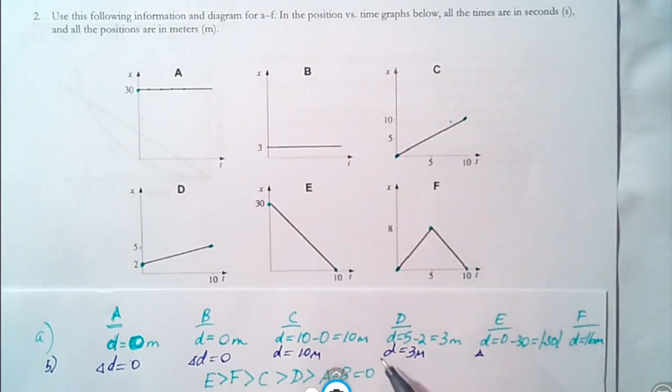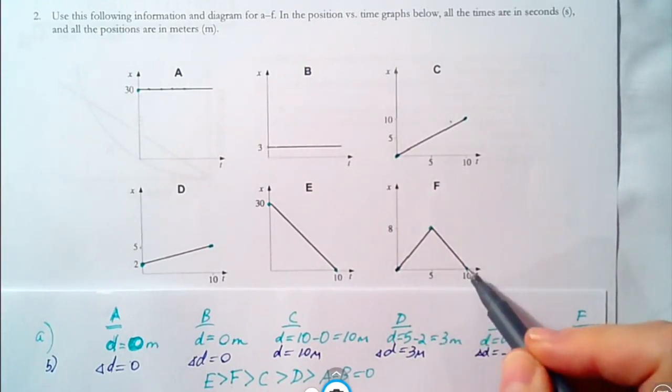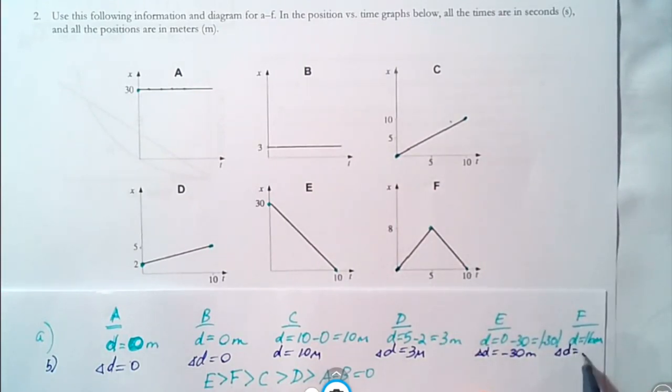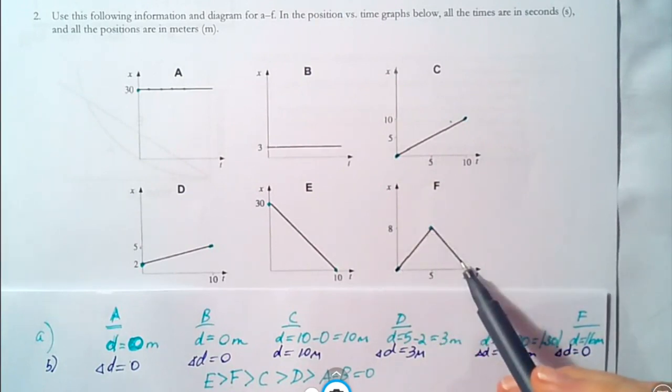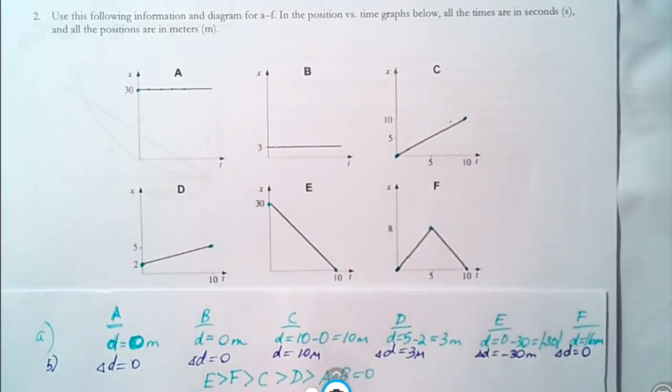But now when you get to E, the sign matters. So this is negative 30 meters because you are going backwards. And for F, if you start at 0 and end at 0, now your displacement is 0 because it's not just how far you've traveled during these segments, it's the change in that position. So the ranking changes also because now this is negative. So we're going to say that C is the biggest, then D, then A, B, and F are all 0. And last, we've got this negative value.